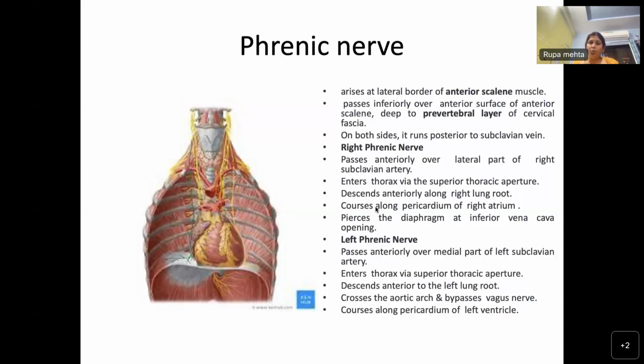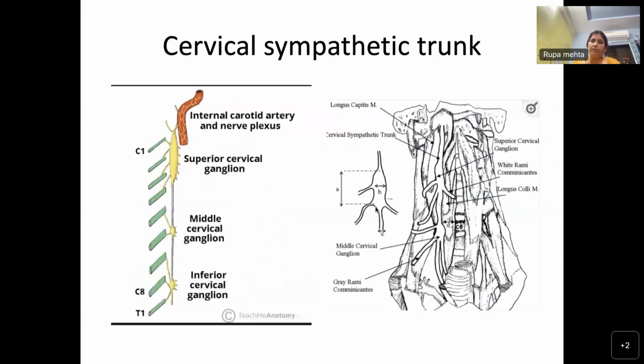Then both of them enter through the root of neck into the thorax and descend anteriorly along their respective lung roots. And left will cross the aortic arch, bypass the vagus nerve and course along the pericardium to supply the inferior part of diaphragm. Right will course along the pericardium of right atrium and pierce the diaphragm at the inferior vena cava opening and supply the inferior diaphragm.